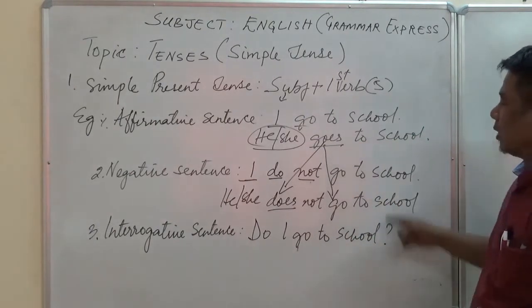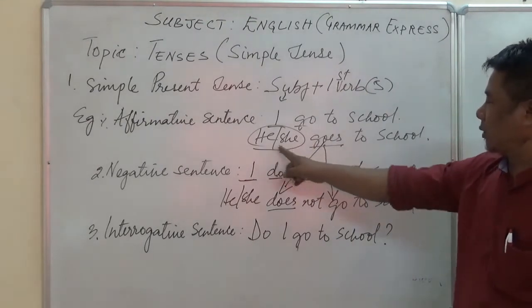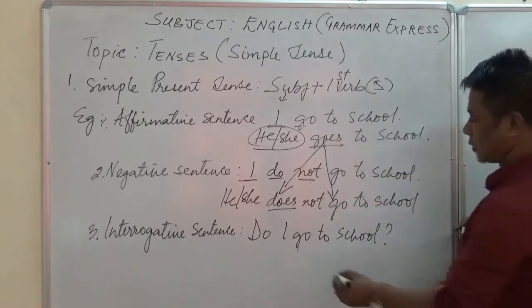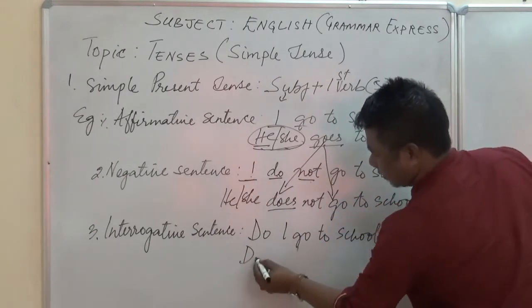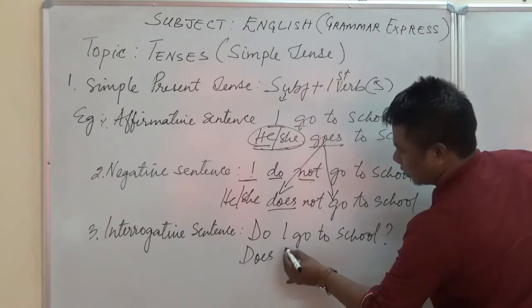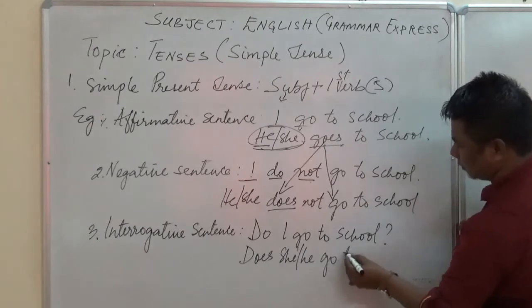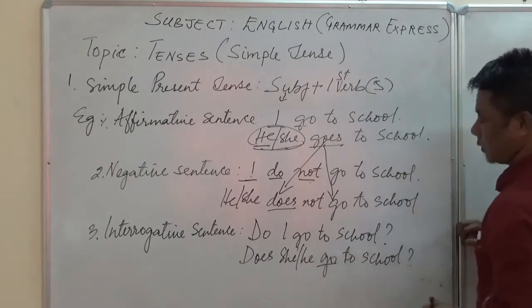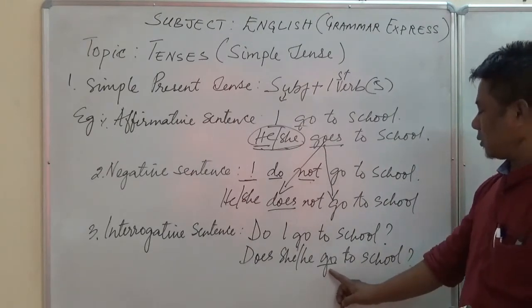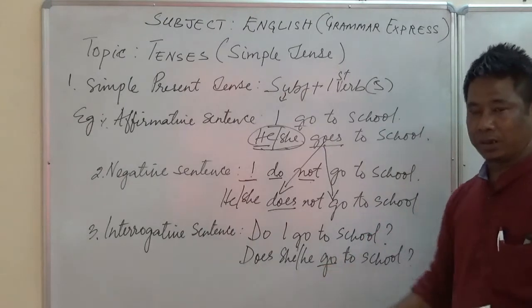Okay, so here, now you look at this sentence here. Here the subject is he or she. So the question, since the subject is he or she, it needs to use this does. Does she go to school? And do remember, here in go, you don't require to put this S anymore since we have used does.